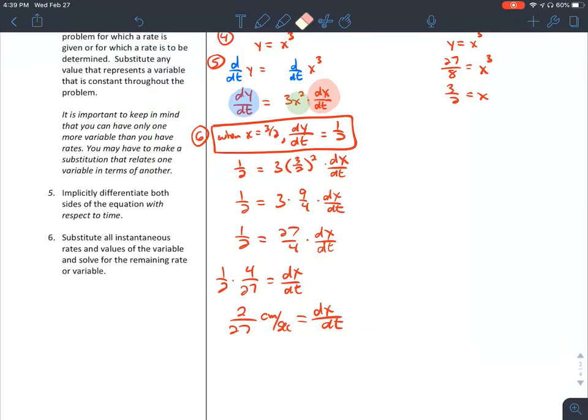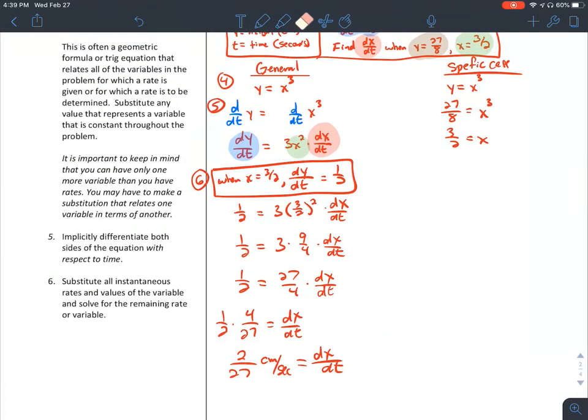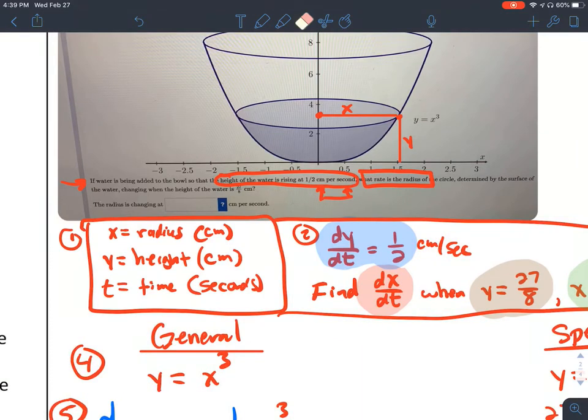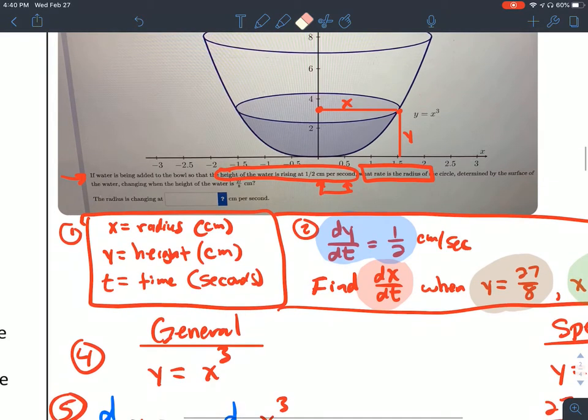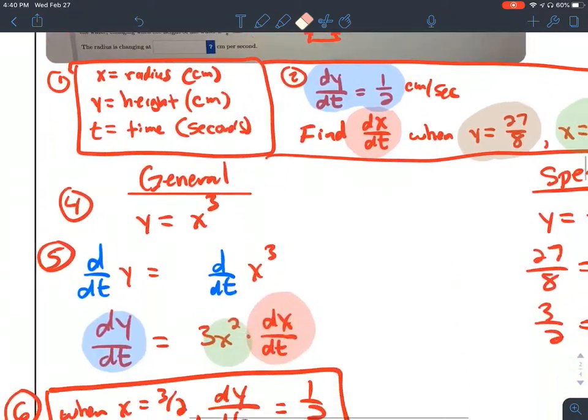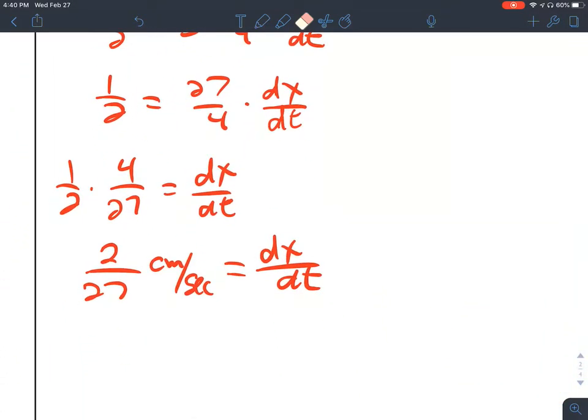So to answer this question in sentence form, which you're probably not asked to do, but I make my students do it, if you look back at the question, we could say something like, when the height of the water is 1/2 centimeter. No, that's not true. When the height of the water is 27/8 of a centimeter, the radius of the circle is increasing by 2/27 of a centimeter every second.